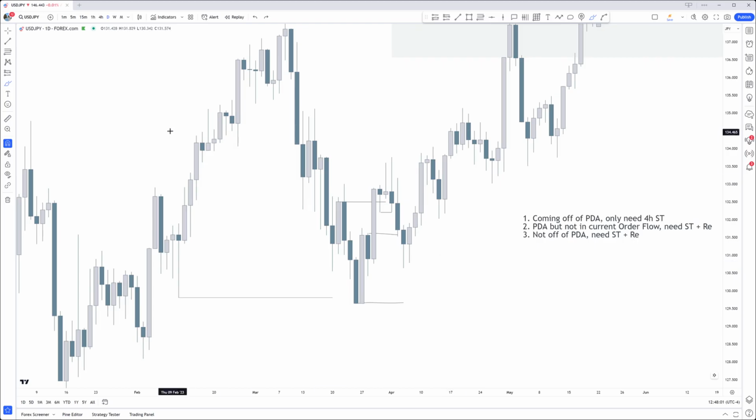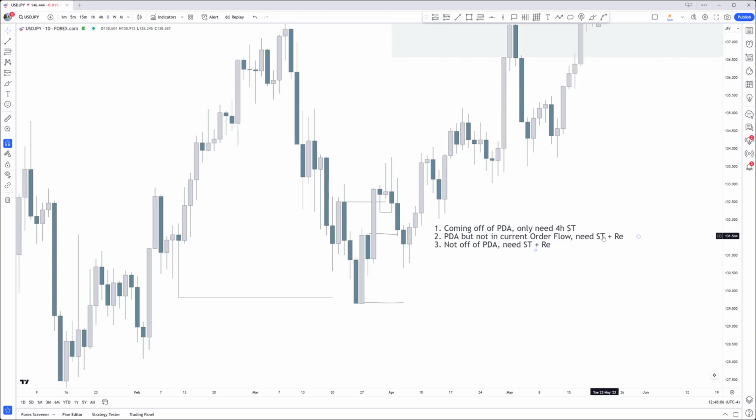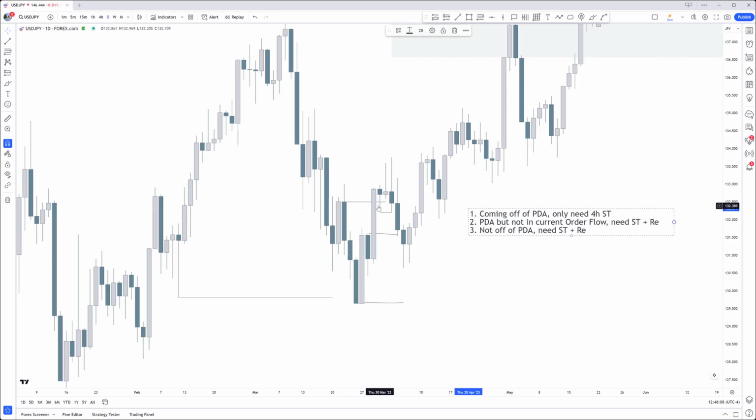All right. So when I do mention ST plus RE, it's the ST plus the RE higher, which is your order flow lag higher, which is your order flow confirmed. Because remember, once we have that ST and we have that new displacement higher off of a discount array, that is when order flow is confirmed. So everything right there has a mechanical step to it.